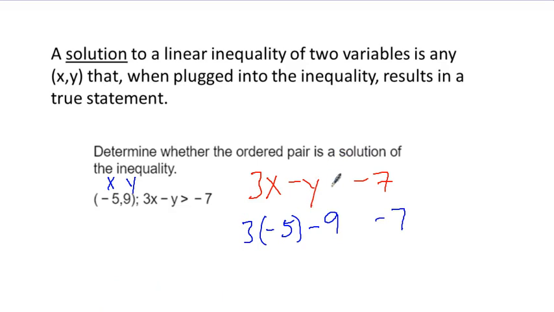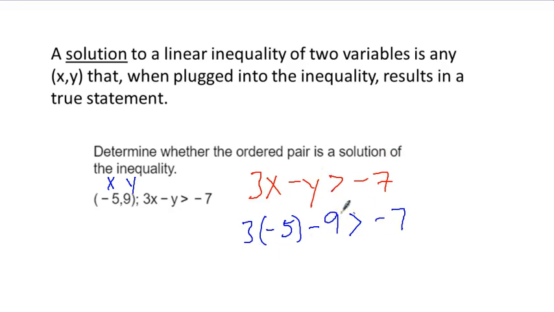Okay, here we go. So let's change it back to a greater than here, because that's what should have been there, and a greater than here. So I apologize. I wasn't paying attention. So the inequality is 3x minus y is greater than negative 7. So we plug the numbers in. Everything else I said is fine. We plug in negative 5 for x, plug in 9 for y.